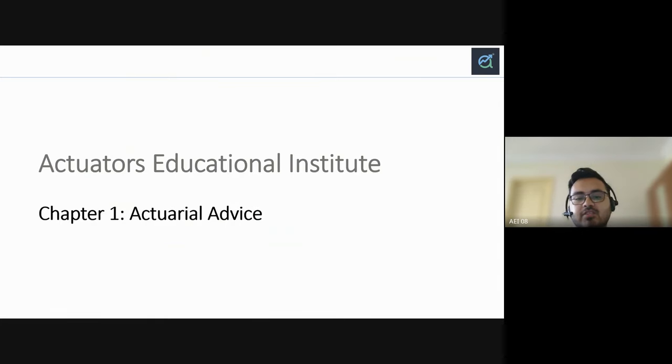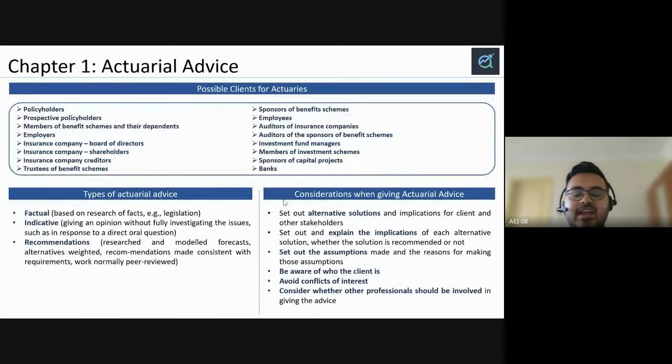So actuarial advice, within this there are a few things. The first thing it discusses is who the clients for actuaries are, what those potential clients are, and what the key considerations are while you're dealing with those particular clients. So a prospective question might ask you: this is the background situation that has been provided to you. Based on this background situation, identify who the possible stakeholders can be, right? And those stakeholders are actually very much aligned to the clients that you have.